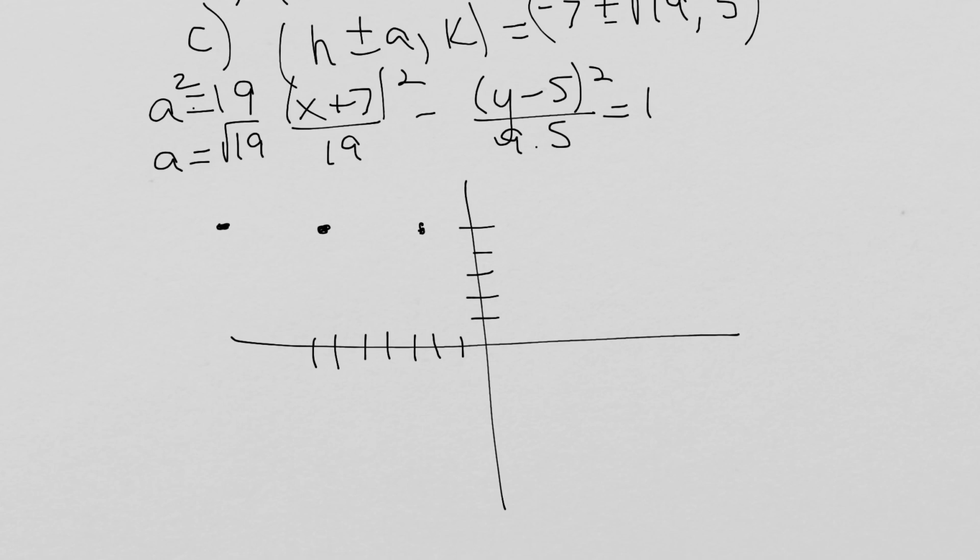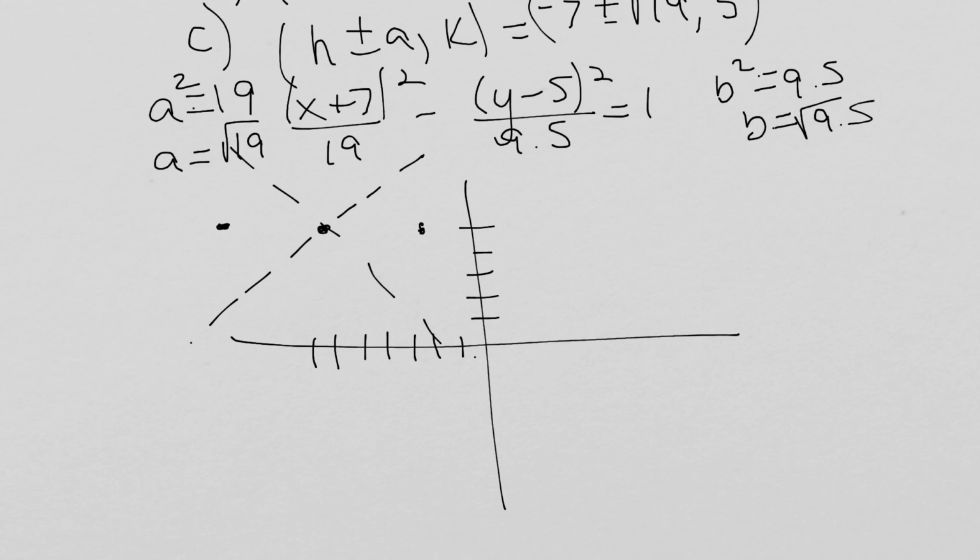And then we can also consider our asymptotes. Our b squared term is 9.5, which makes b the square root of 9.5, so just very slightly bigger than 3. And so if I rise 3 and run my a value, rise my b value, run my a value, then I'll get my asymptotes, and then I can graph my hyperbola from there.